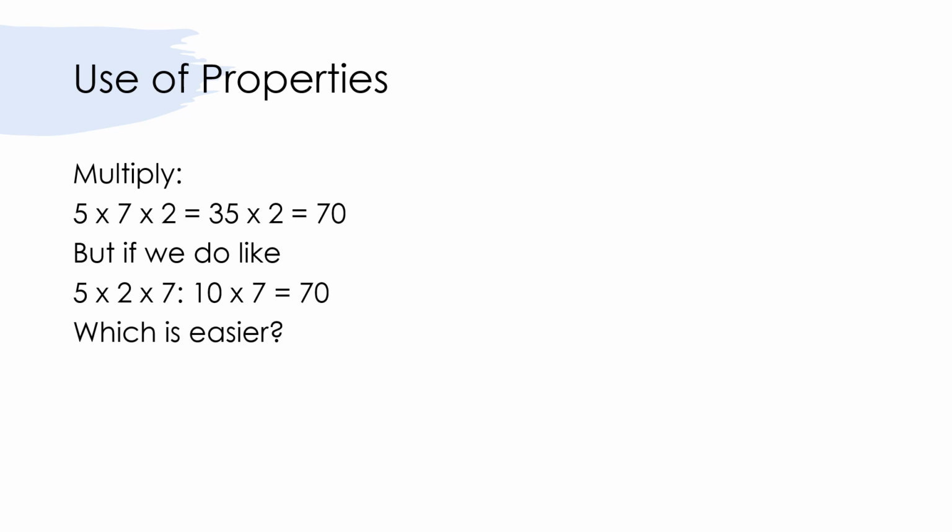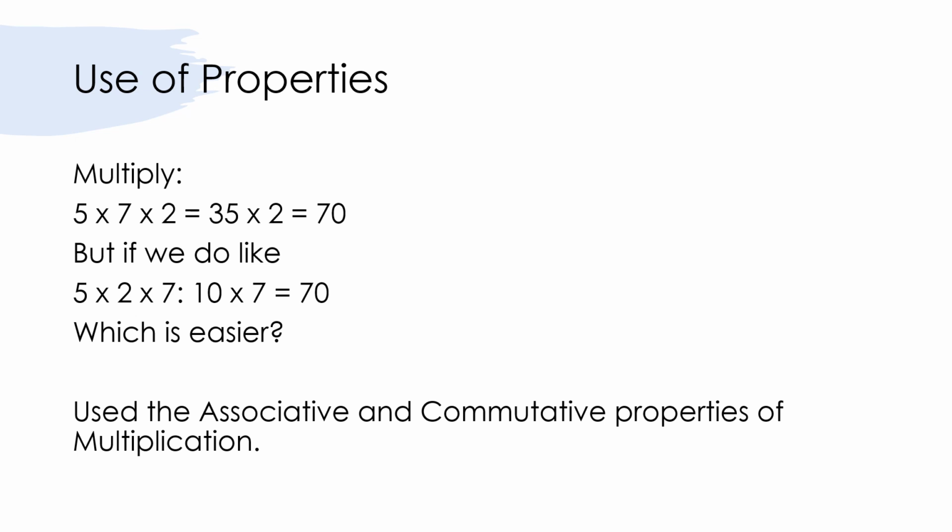So sometimes when we have a number for which we know the tables, then it is much easier to do that part of the multiplication first and then do the second part of the multiplication. So again, we can use the associative and commutative properties of multiplication to make multiplication easy.